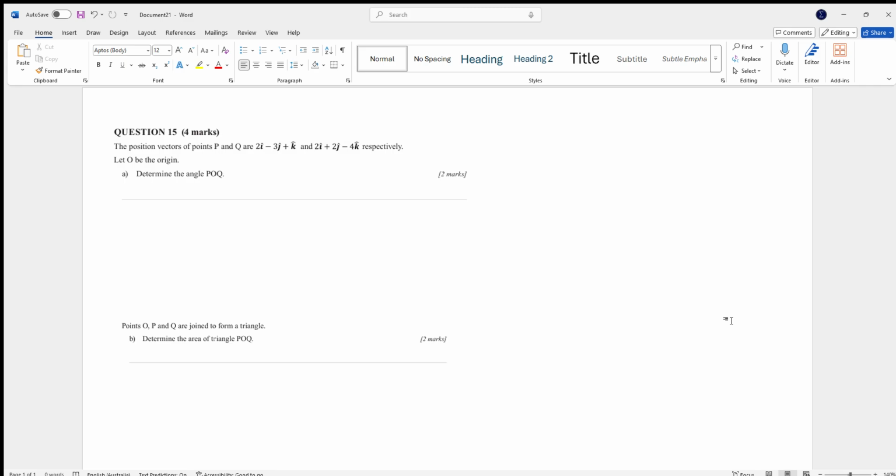Question 15 from the QCAA Specialist External Exam from 2020, and I believe this is on paper 2.